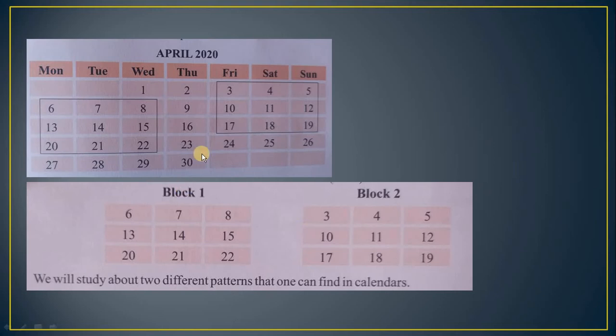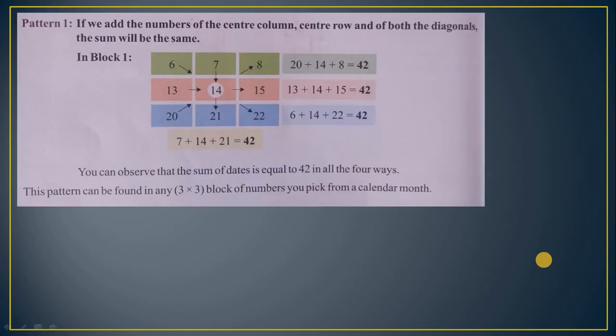If you are aware of the calendar, you have to select a 3 row and 3 column block from your calendar. If you select 3 rows and 3 columns, some patterns will be applicable. So we will discuss the different patterns. There are a total of 2 patterns in this calendar.